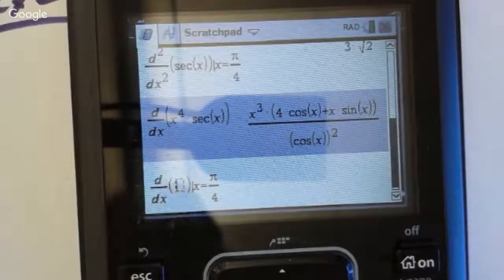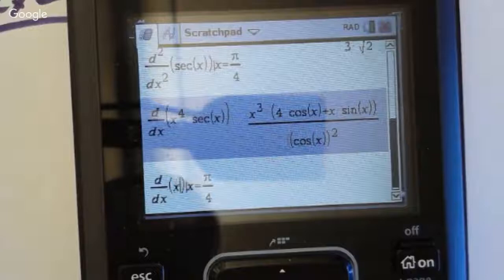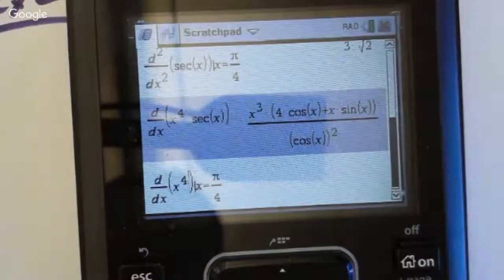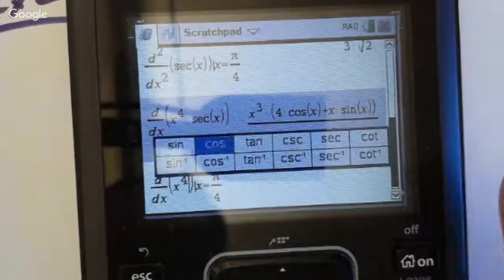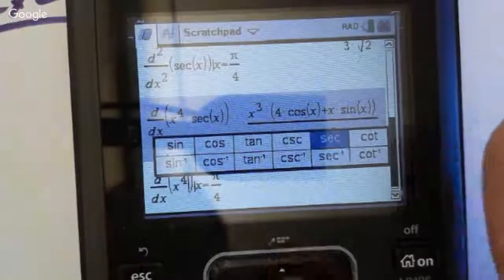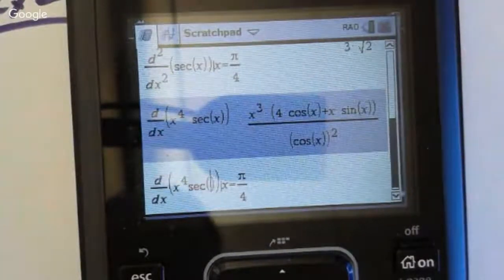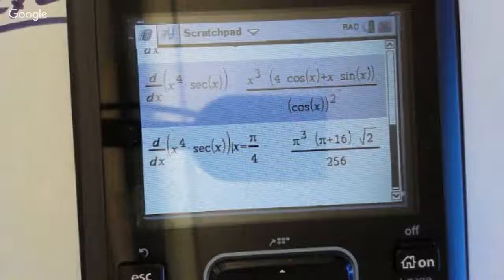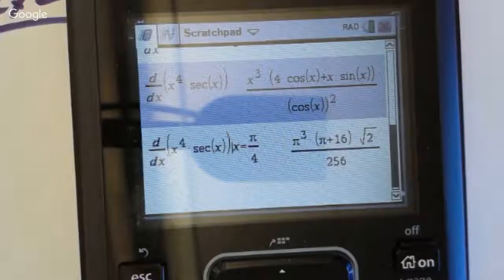Okay, so then what was my function? x to the 4th times secant x. Am I putting in the right function, Monahan? Yeah, you are. So notice, oh, it did. Look at that. And here's the kind of weird part about how the calculator did it. It took out pi cubed and put it in front, and it took out what else? Square root of 2 and put it in back. That's kind of weird. But there's your exact answer.